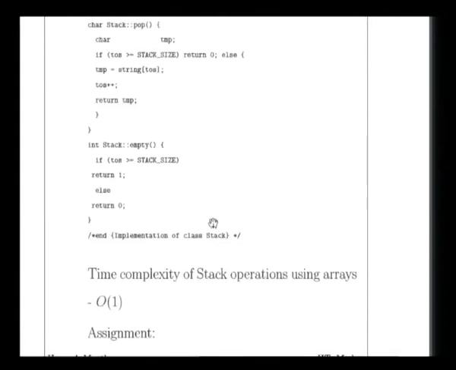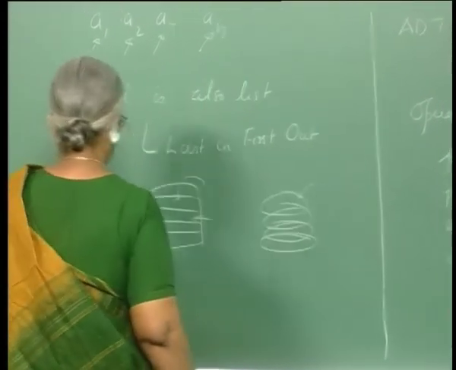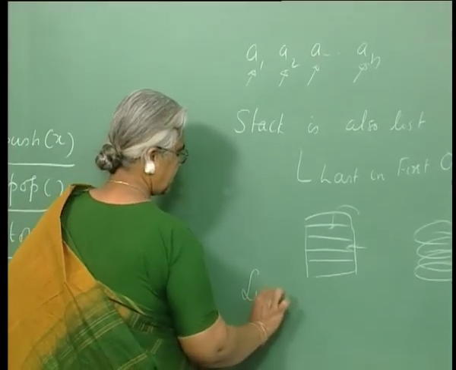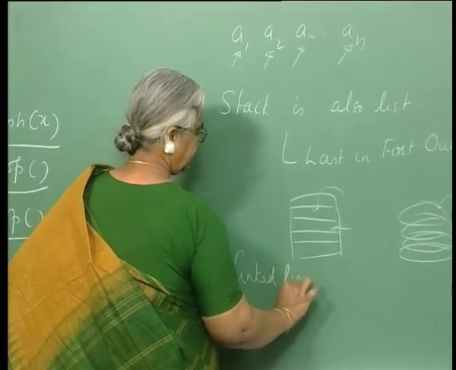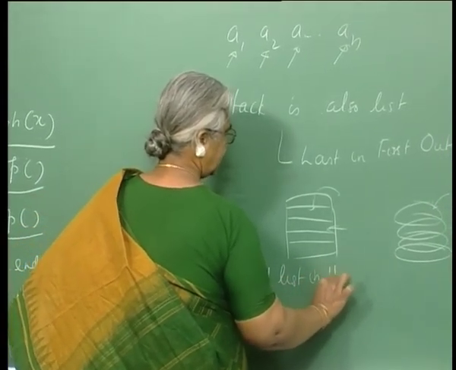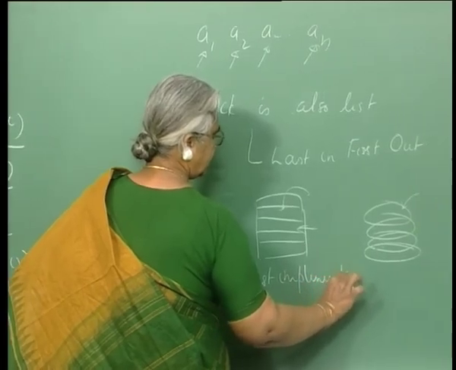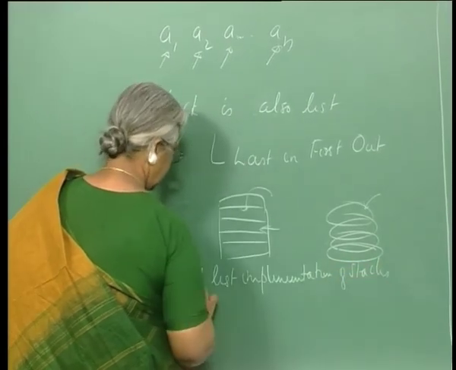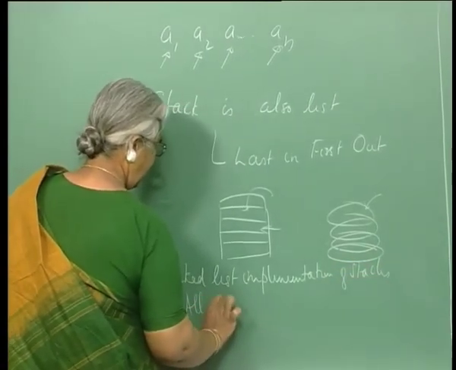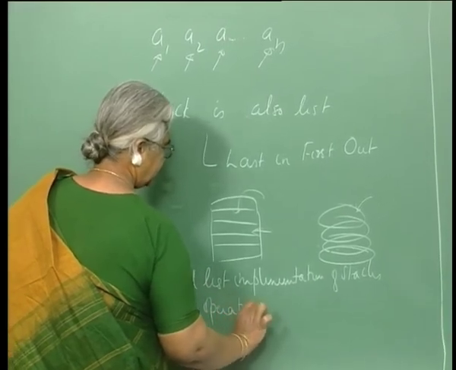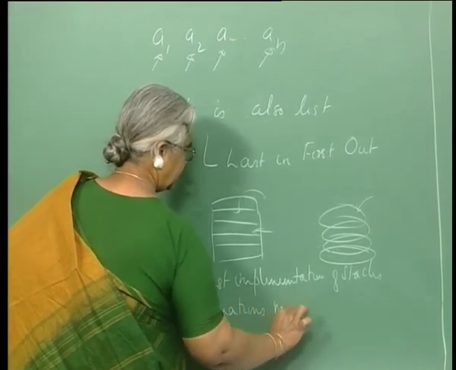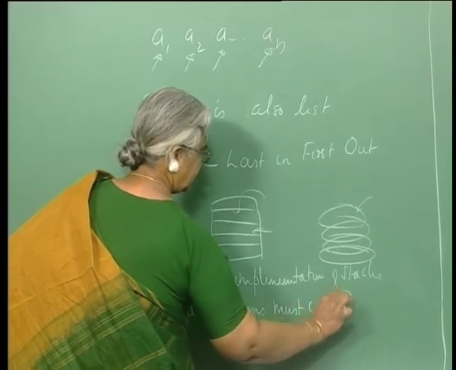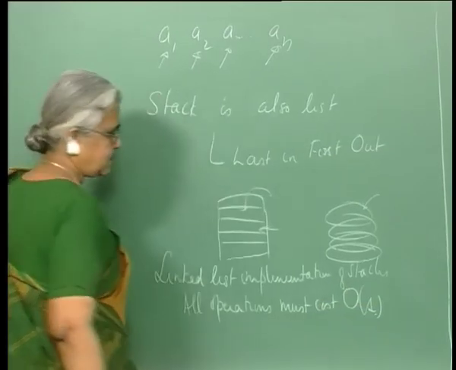Now what I want you to do is go back and implement the stack. I've given you an array implementation of stacks. I want you to do a linked list implementation of stacks, and all operations must cost only order 1. Okay. So I want you to go back and experiment with this.